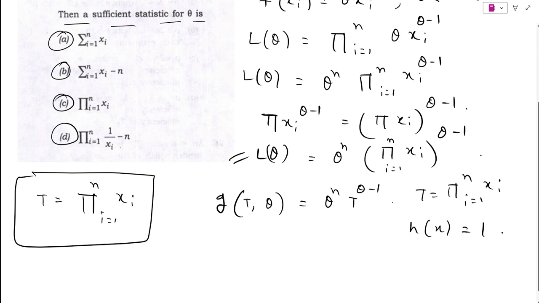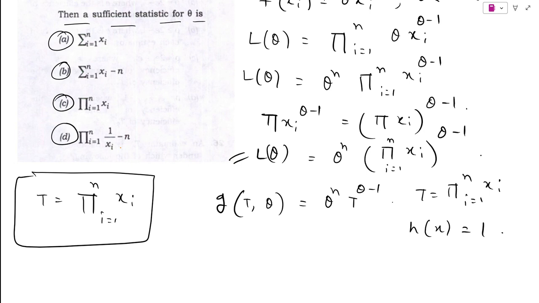Now, many students expect sufficient statistics to involve sums because they often see expressions like the summation of xi. But here the likelihood naturally contains a product, so the sufficient statistic is also a product. So the likelihood decides the statistic, not our intuition.